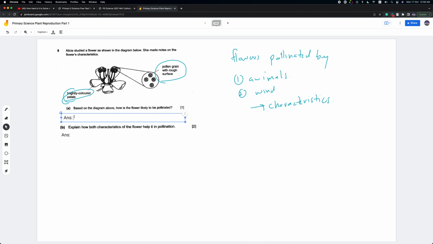Alright, use the words from the question. The flower is likely to be pollinated by animals. So this is how we answer the question. It's a direct question. How is a direct question? Now, for the second question, explain how both characteristics of the flower help it in pollination. So this is where a lot of students will face problems in answering the explain question.